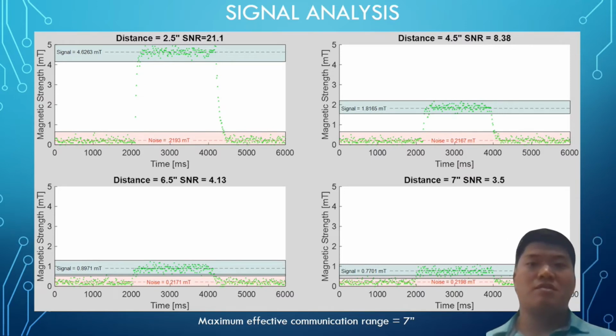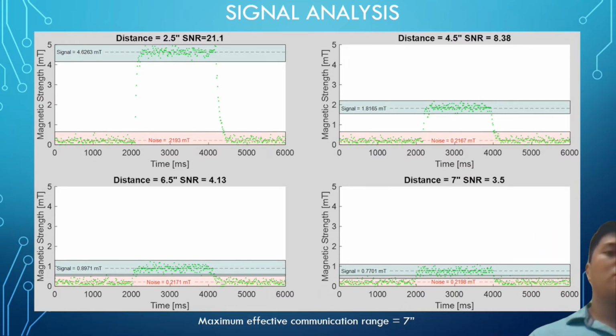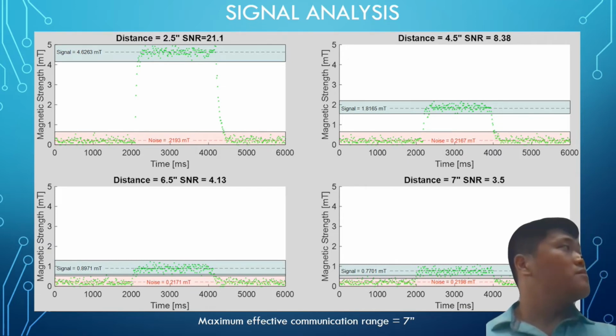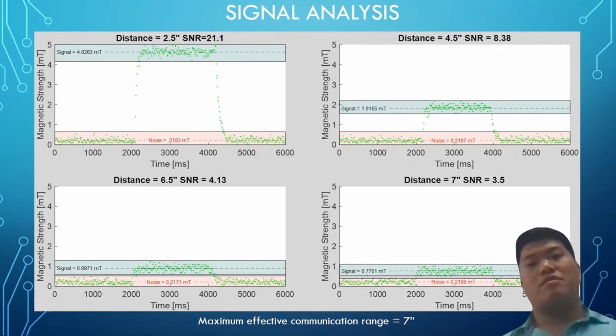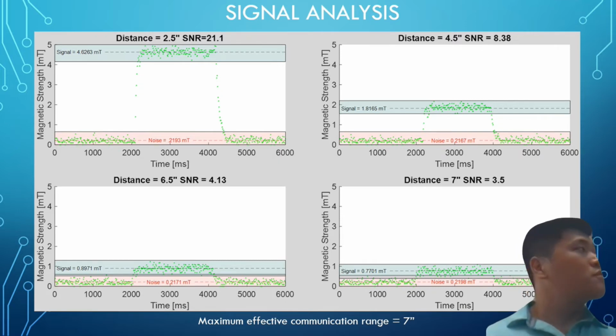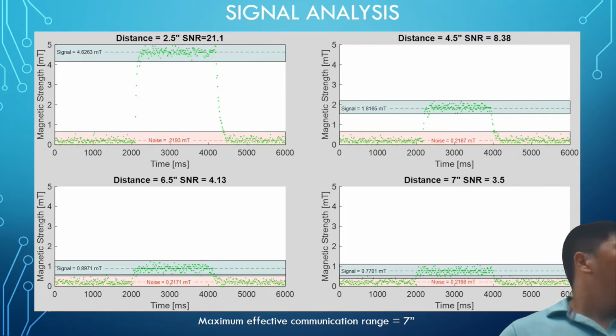And as you can see, at 6.5 inches distance between the transmitter and the receiver, the signal area starts to overlap with the noise area. But you can still clearly tell signal from the noise. So I decided to push my limit a little bit further. I went to 7 inches, and that is where I determined the maximum effective communication range to be.